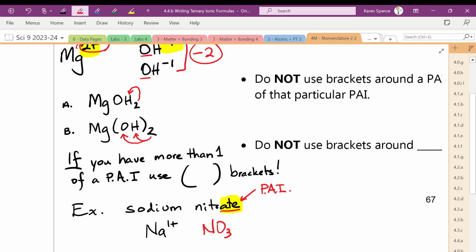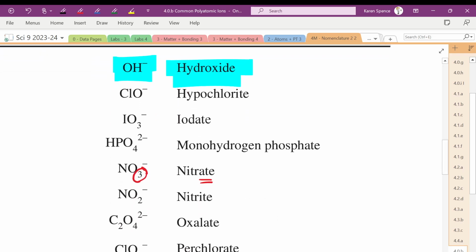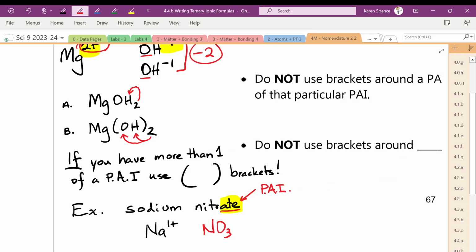Nitrate, we go to nitrate here. Don't forget you have to write that 3. If that 3 is missing, it is not nitrate. NO is not nitrate. NO3 with a 1 minus charge is nitrate, okay? So NO3, 1 minus.